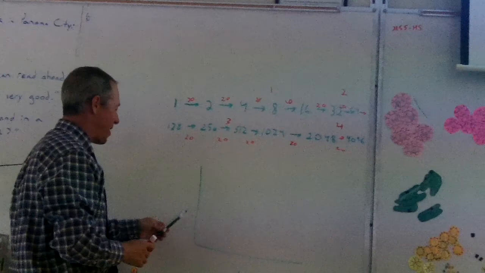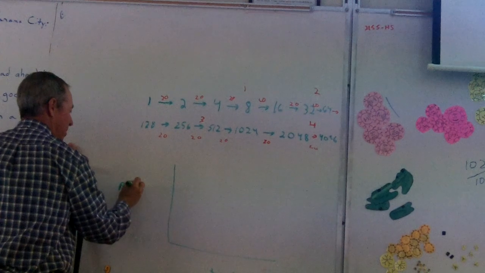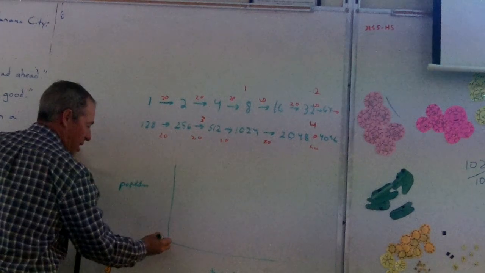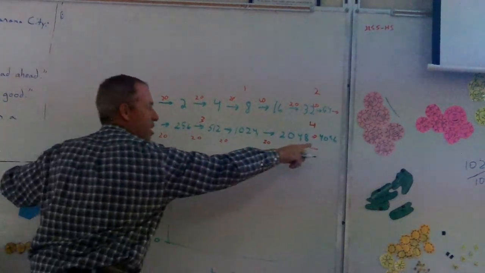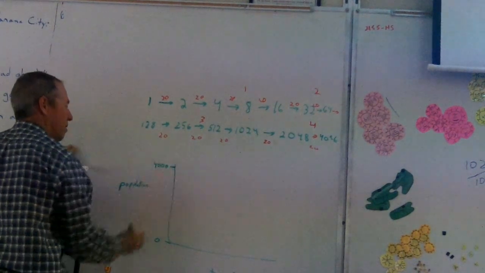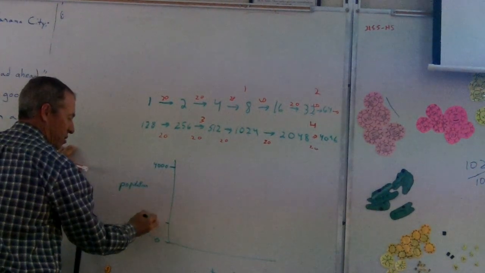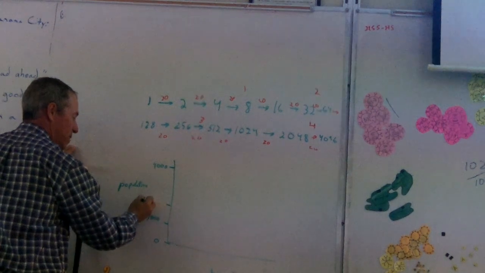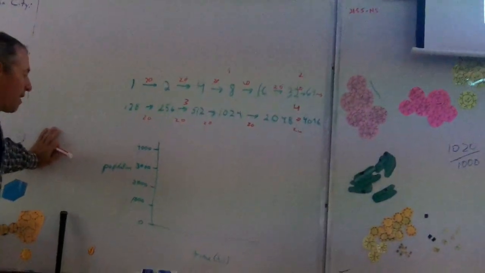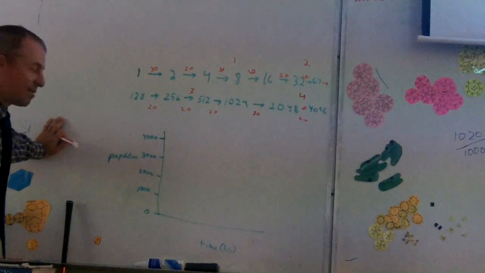Okay. So, time in hours, and you want to do population over here? So, we'll start with 0 on the bottom, and what's our highest number? 4,096. So, we'll do 4,000 up here, and give a little room above that, and so I'll just do 1,000, 2,000, 3,000. You like my graph? I'm an EGM, expert graph maker.